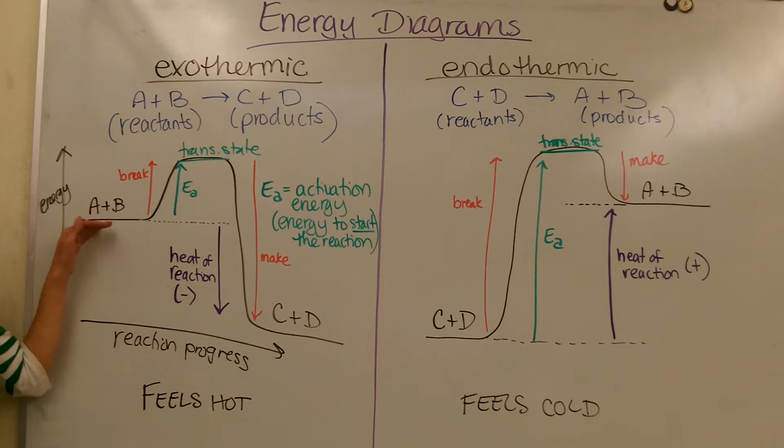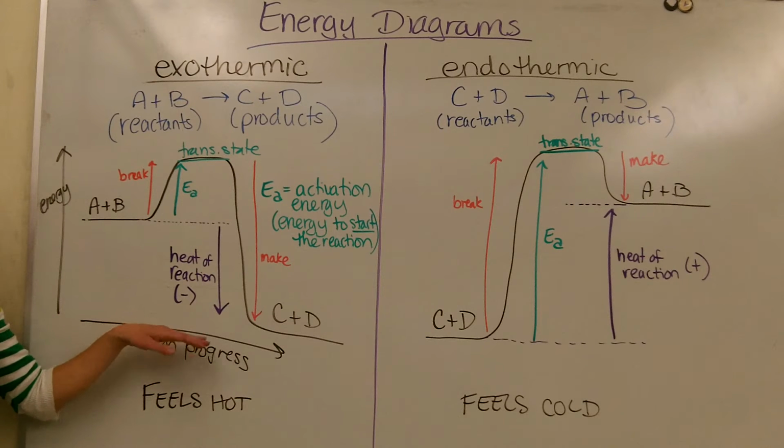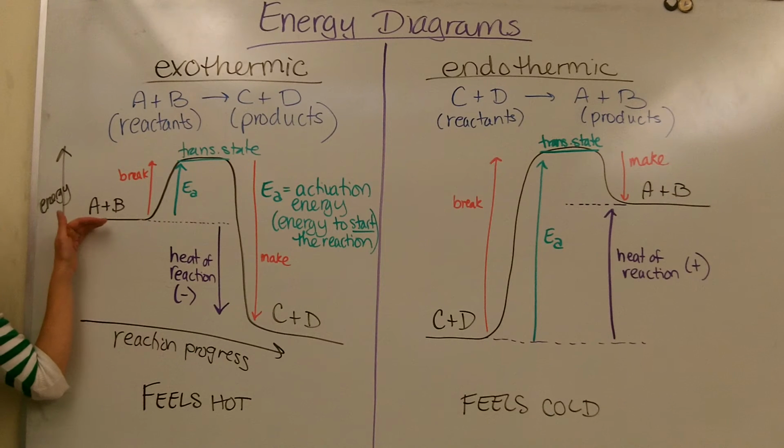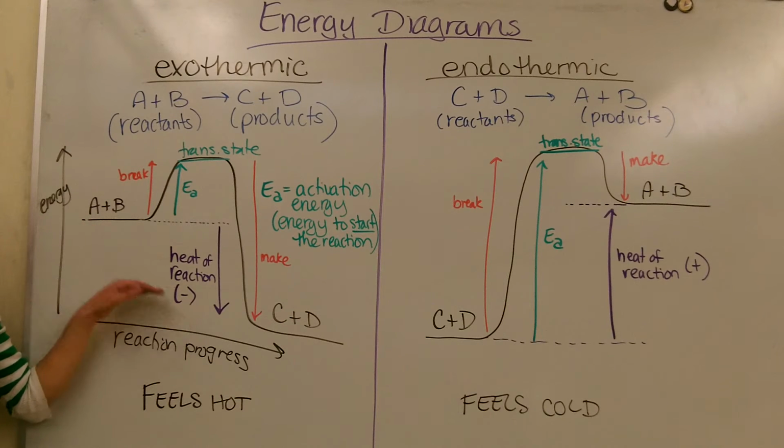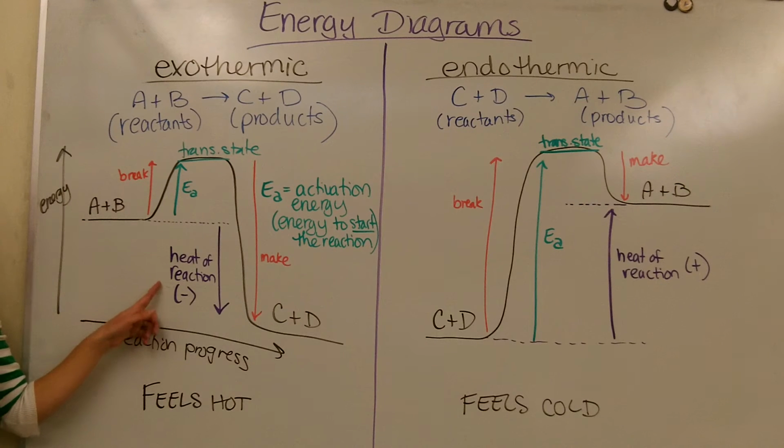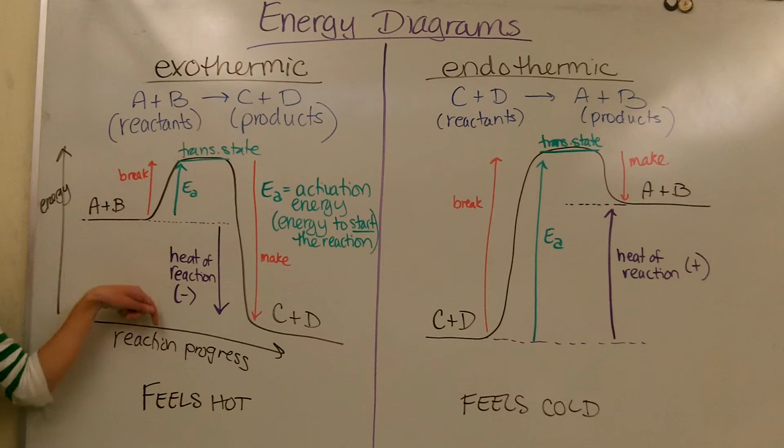If you were to calculate the heat of reaction, that is the energy of your products minus the energy of your reactants. So since my products are lower than my reactants, my heat of reaction is negative. So we are going down to get from reactants to products.